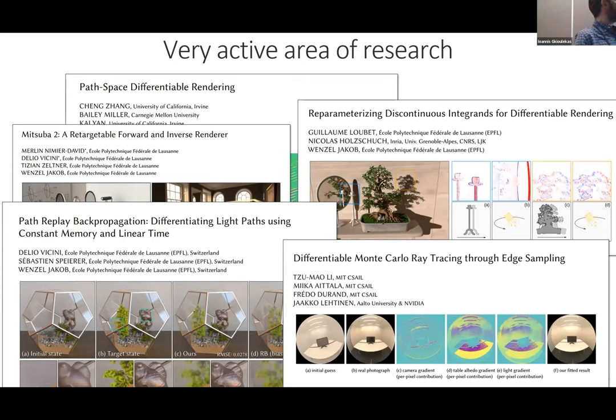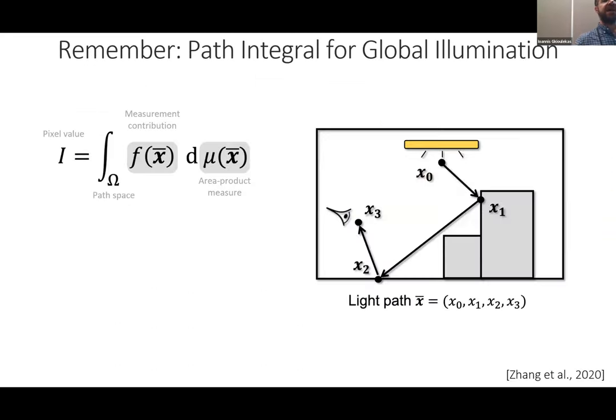There are a lot of papers that have come up in the past 3-4 years, like path replay backpropagation, warp space reparameterizations, applications to different types of surface representations like neural SDFs or other kinds of implicit functions. I'll highlight one that we have developed with some colleagues, Shuang Zhao and Cheng Zhang from UC Irvine, and my student Bailey Miller, that tries to mimic the path space view of light transfer that we started this tutorial with.